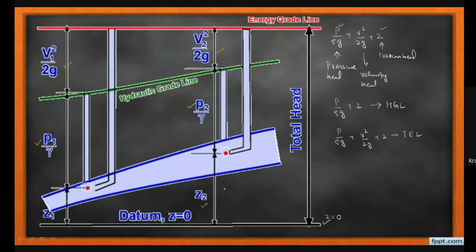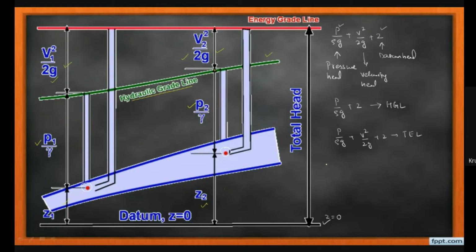So this Z1 plus P1 by rho g and this P2 by rho g plus Z2 give the line indicated by the green color, which is called the hydraulic gradient line or hydraulic grade line. If you add the velocity head above this HGL, it indicates the total energy line, or the energy grade line. And here it has the same height because we are not considering the head losses.